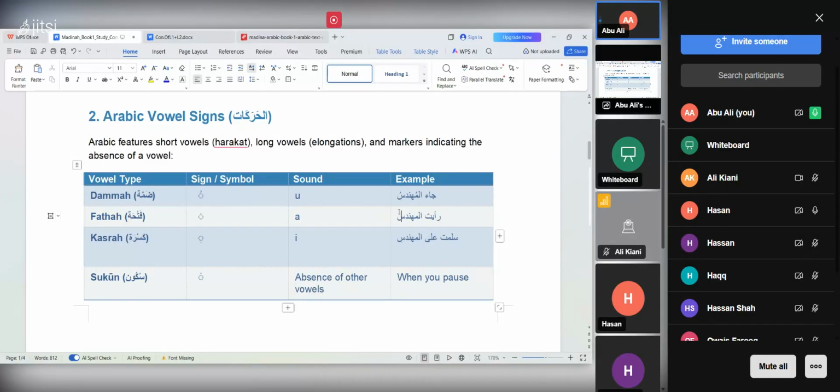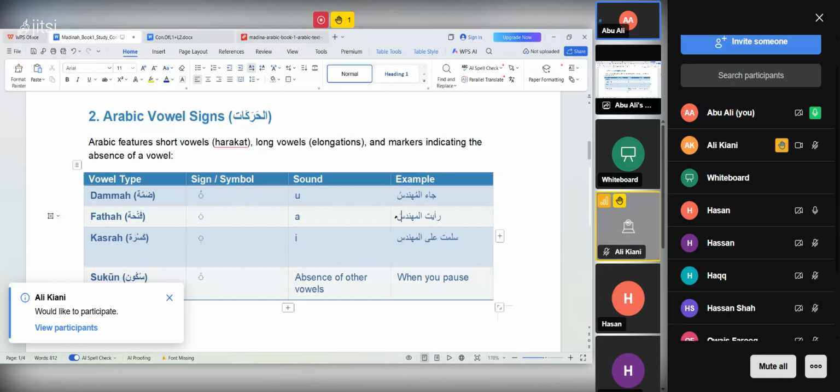So المهندس, this فتحة represents it being the object. Someone saw the engineer. It is me who saw the engineer in this context. I saw the engineer. So I use the فتحة to represent it being a مفعول به, object. Okay. سلمت على المهندس. In this context, remember when we said the particle doesn't finish the meaning by itself, it needs something else. This is what we call majrur.